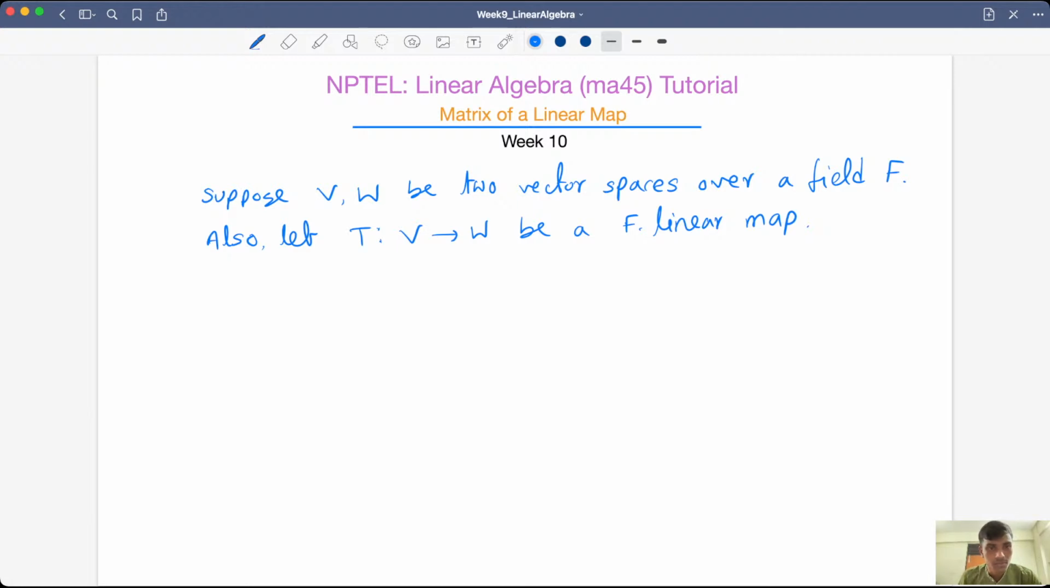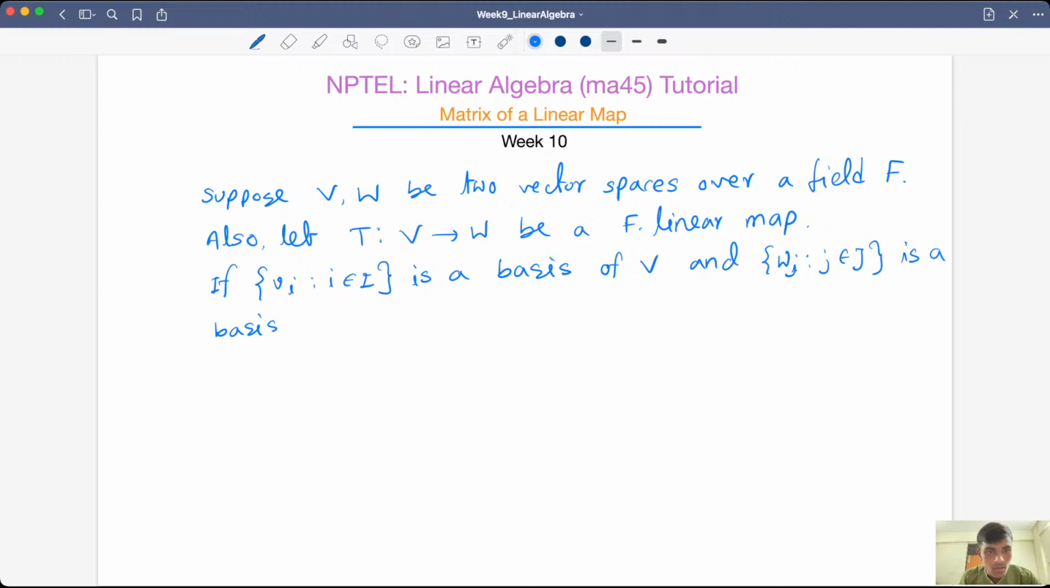So if v_i such that i belongs to I is a basis of V, and w_j such that j belongs to J is a basis of the vector space W, then with respect to these two fixed bases, we have the matrix.